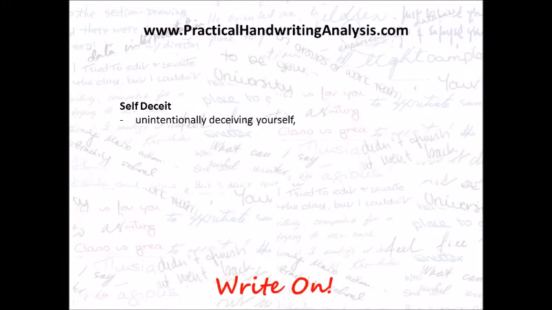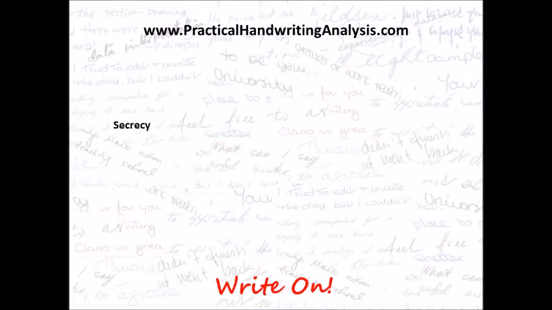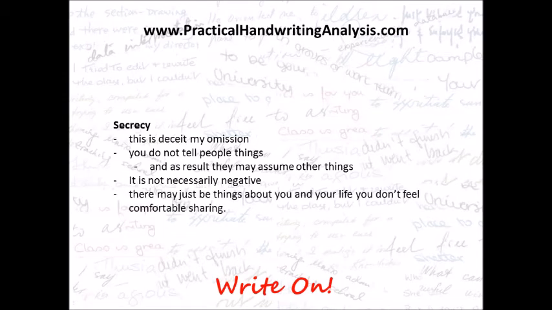There's self-deceit, which is unintentionally deceiving yourself. And as a result, you may mislead others too. And there's secrecy. This is deceit by omission. You do not tell people things, and as a result, they may assume other things. It's not necessarily negative. There may be just some things about you and your life that you don't feel comfortable sharing.